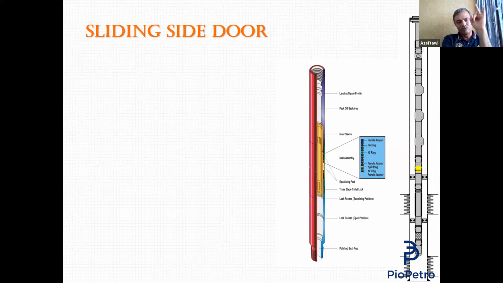So number 1, it's for communication. Number 2, you have to equalize the pressure before you open it. Number 3, you have to be sure it is fully open. Two remaining. Number 4, where we put it. Does any one of you know where we put the SSD in the completion? Let me see your answers on this question. Where you put the sliding door in the completion.